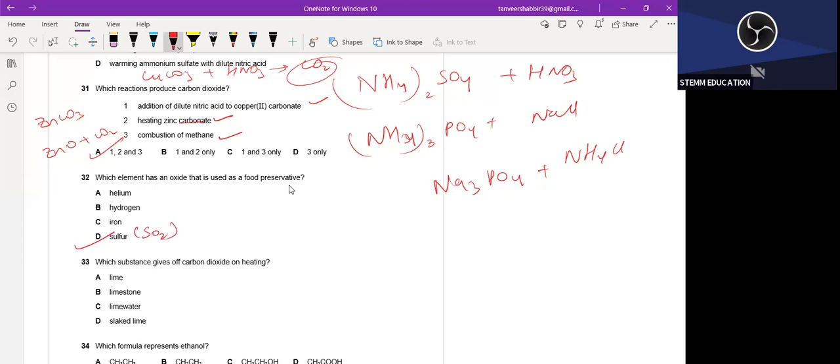Which substance gives off carbon dioxide on heating? So in all the three options, which substance can give off carbon dioxide? Limestone is what? It's a carbonate, calcium carbonate. So heating of calcium carbonate will give calcium oxide plus carbon dioxide.